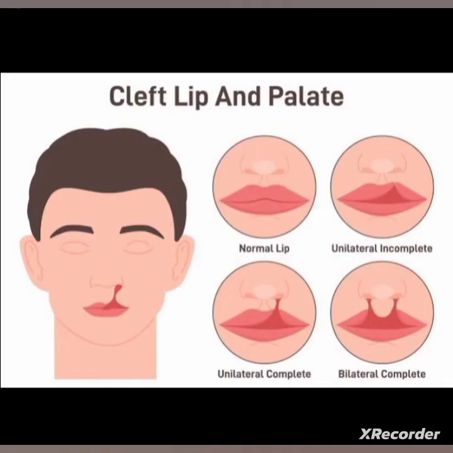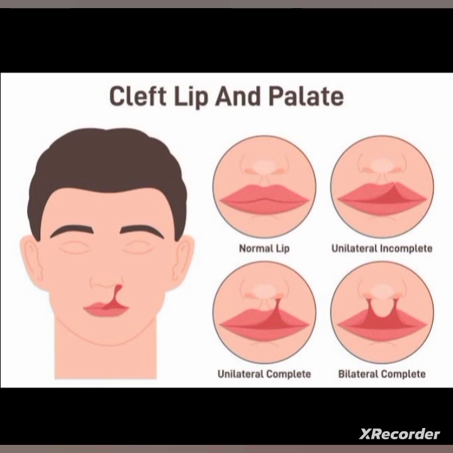So the types of cleft lip include the unilateral, that is below the center of one of the nostrils. You can see in this picture, unilateral incomplete is one type, where below the center of one of the nostrils there will be a unilateral cleft lip, and that is incomplete, only one side. It does not extend to the nose, it is only one portion of the lip, so that is unilateral incomplete.